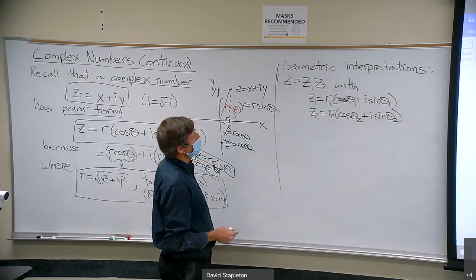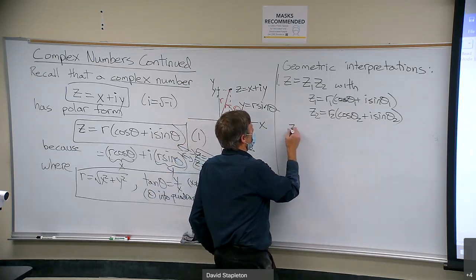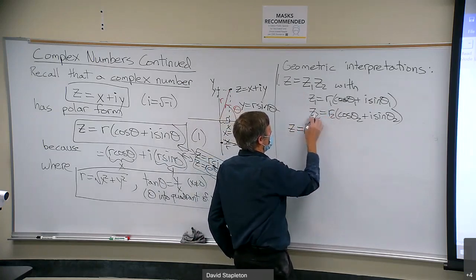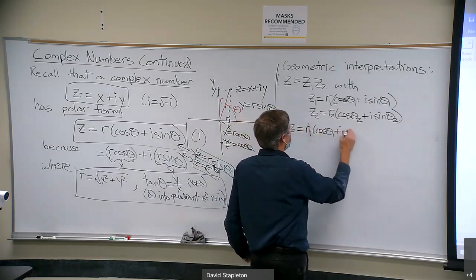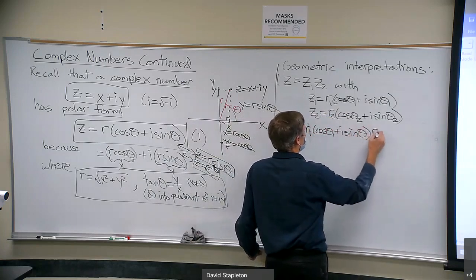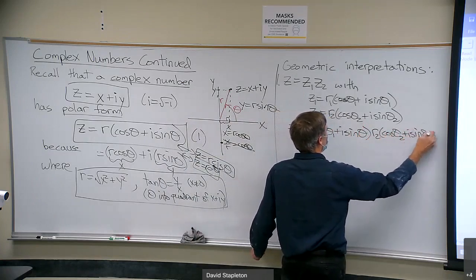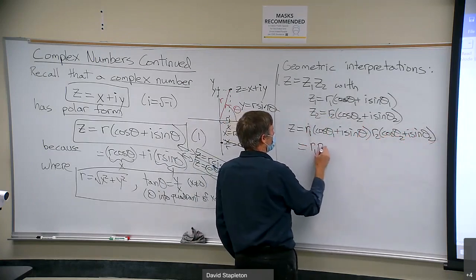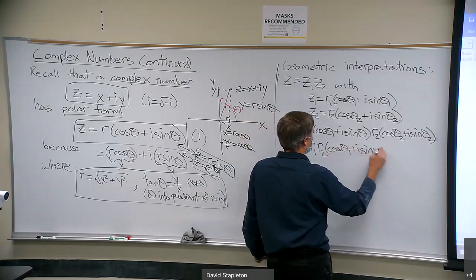What happens when we multiply these? Well, z, the product of these two numbers, is now, well, this times this: r1 cosine theta 1 plus i sine theta 1 times r2 cosine theta 2 plus i sine theta 2. And you can multiply in any order, so I'll put the r1 and r2 first, and then I'll multiply these afterwards.